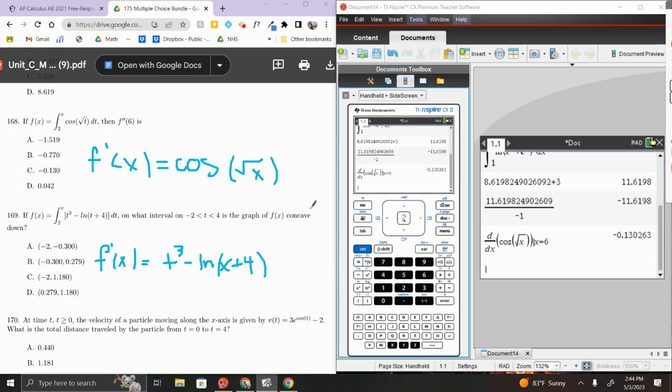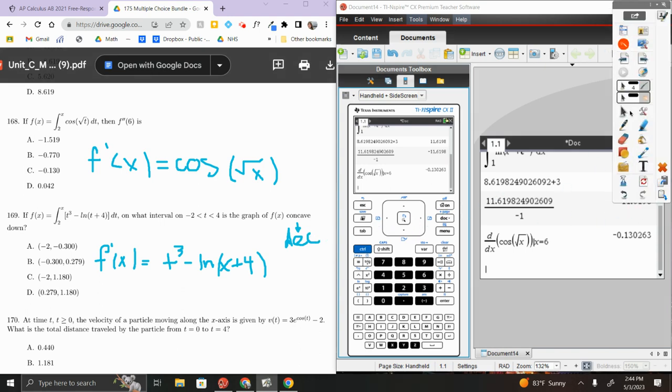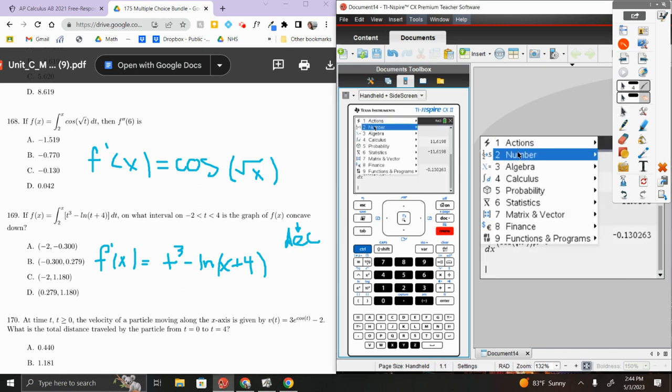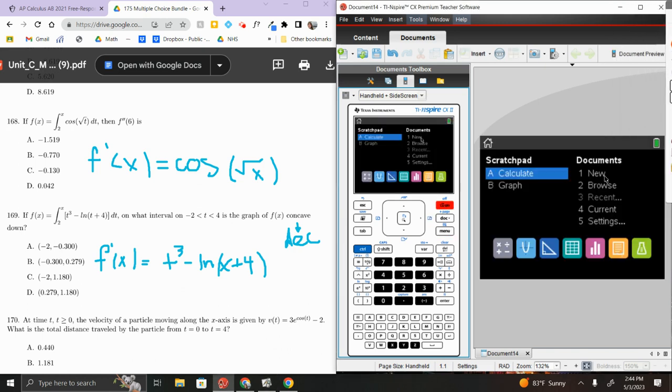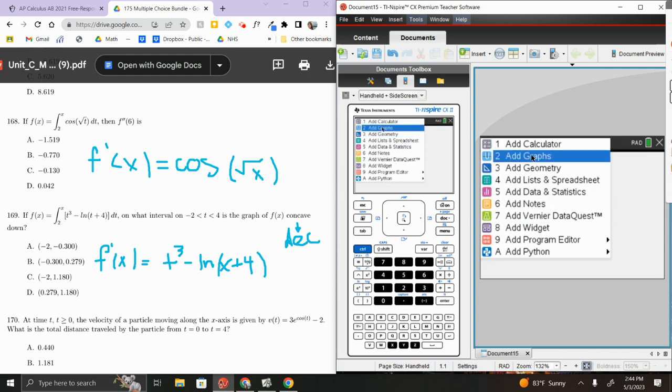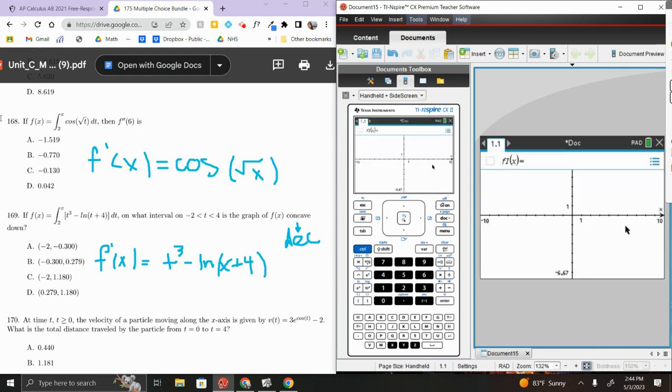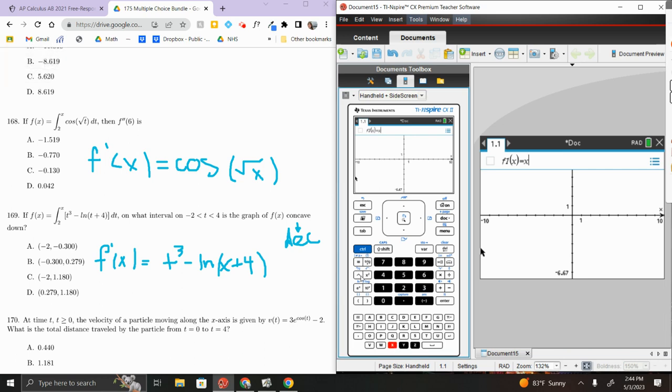So if I want to know where the f of x is concave down, I'm looking for a place when my first derivative is decreasing. So I'll just use my graph and plug it in. Sorry, that t should be an x, not a t.